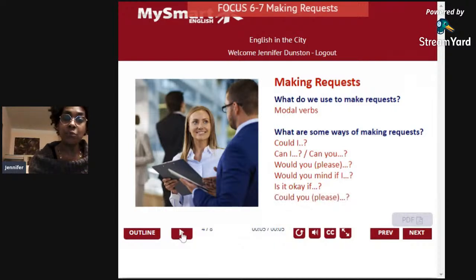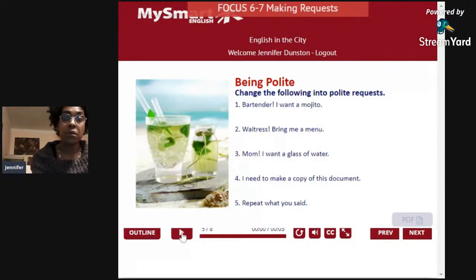Is it okay? And the last one, could you please? Notice which modal verbs we use with I and you, and which modal verbs we only use with you. Because some modal verbs we can use with both people. Could I, could you? Can I, can you? Would you please, would you mind if I? Is it okay if I? So some phrases we can only use with I, and other phrases we can use for both.